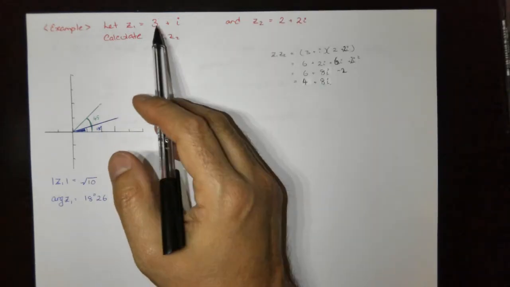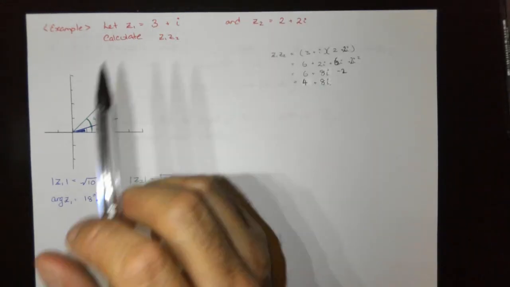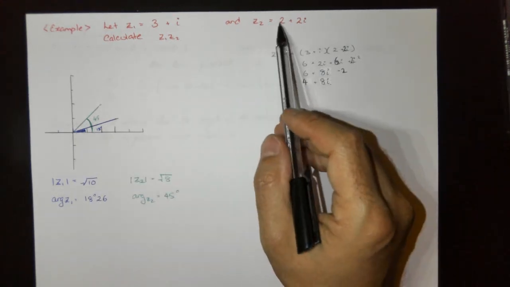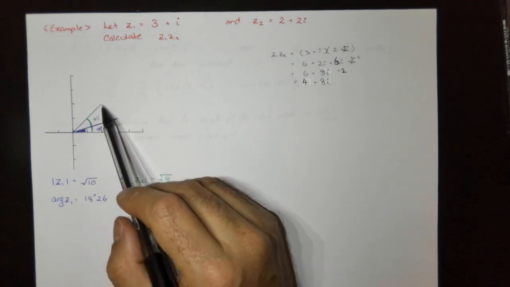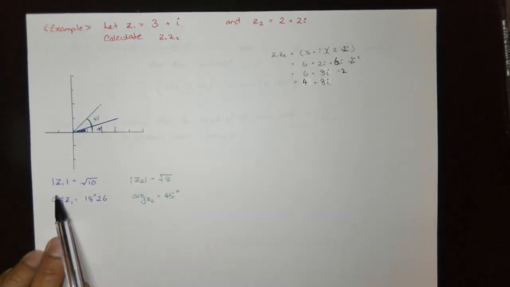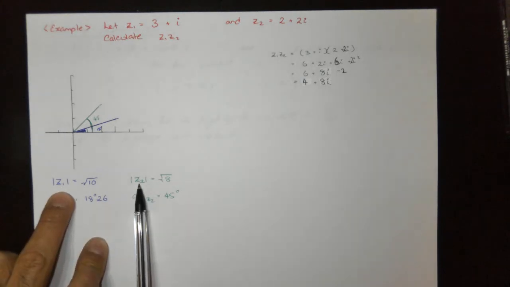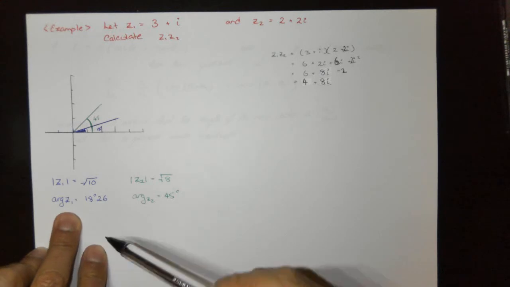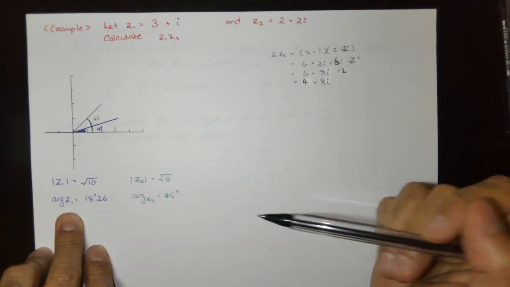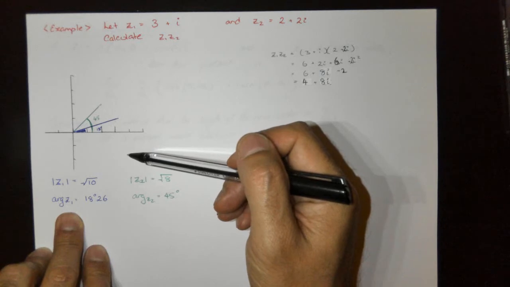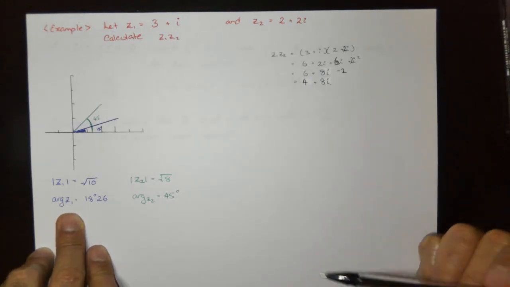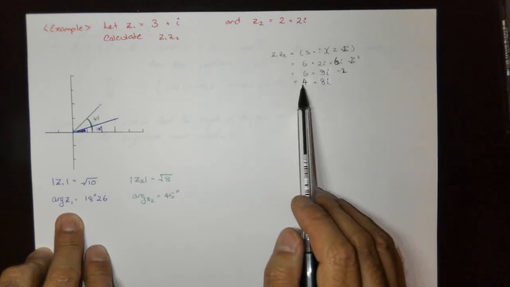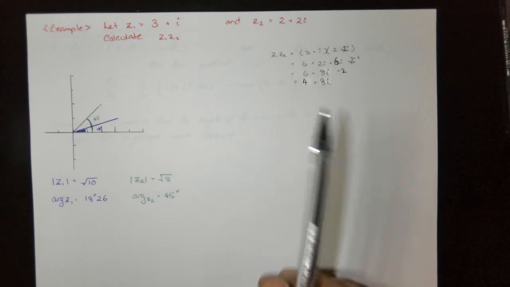So let Z1 be 3 plus i. I did that in the blue, so 3 across and then 1 up. And Z2 be 2 plus 2i, so 2 across and 2 up. I've calculated the modulus of each one, and I calculated the argument. At the moment I'm in degree mode. Obviously we could do this in radians, but just for simplicity, I made it in degrees. So I multiply Z1 and Z2 together, and I get this new product. Z1 Z2 is 4 plus 8i.